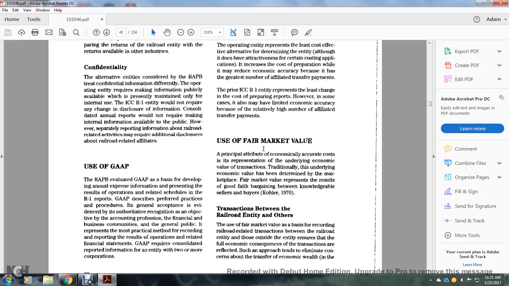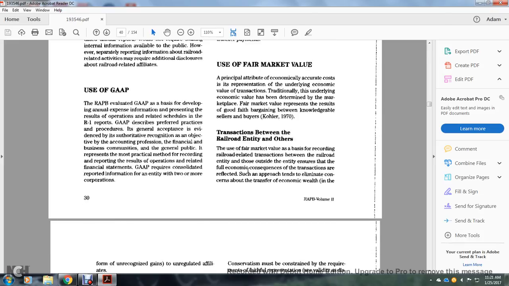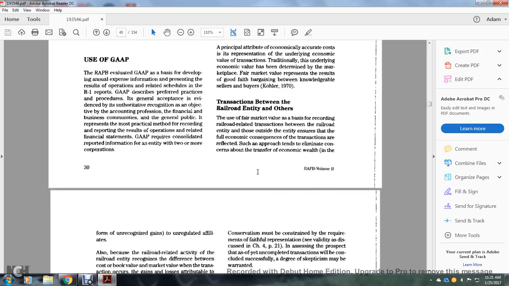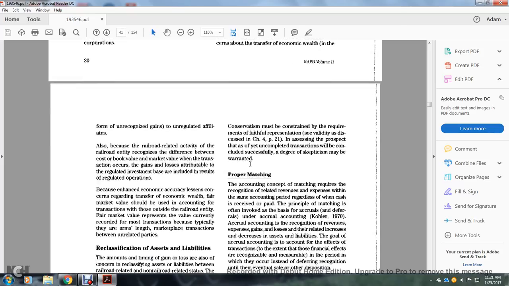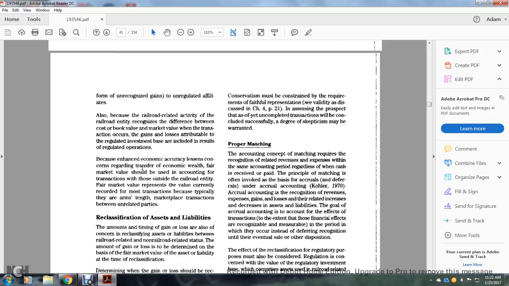Using the fair market value principle is associated with an economically accurate cost representation of the underlying economic transaction, traditionally underlying the economic value determined in the marketplace. The fair market value represents the result of good faith dealings between knowledgeable sellers and buyers. Transactions between the railroad entity and others use fair market values as the basis for recording railroad-related transactions between the railroad entity and those entities. This ensures that the further economic consequence of the transaction is reflected. Such an approach is intended to eliminate the concern of the transfer of economic wealth, for unrecognized gains for the unregulated affiliate, all because of the railroad activity. Neither recognizes the difference between the book cost and the market value; the gain and loss attributed to the regulated investment must be included to represent the regulated operations.